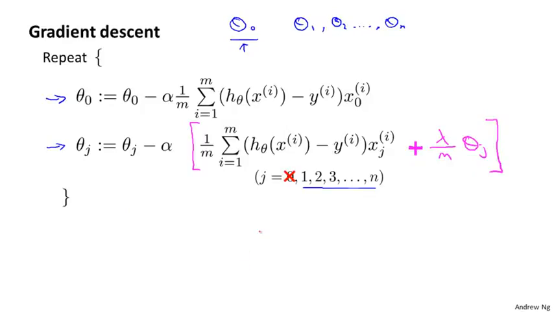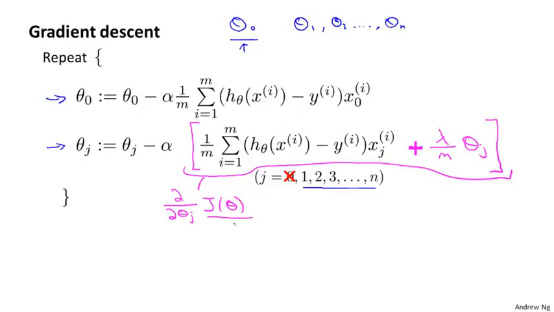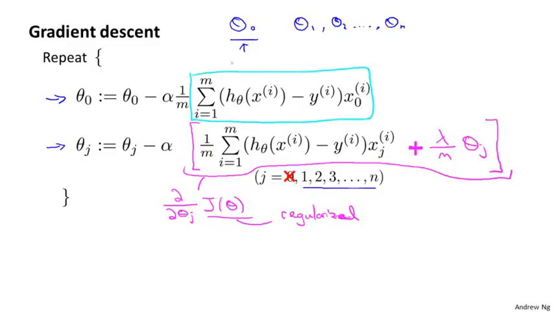I'm not going to do the calculus to prove it, but if you look at this term written in square brackets, if you know calculus, it's possible to prove that that term is the partial derivative with respect to theta j of J of theta, using the new definition of J of theta with the regularization term. And similarly, this term up on top, which I'm drawing in the cyan box, is still the partial derivative with respect to theta 0 of J of theta.